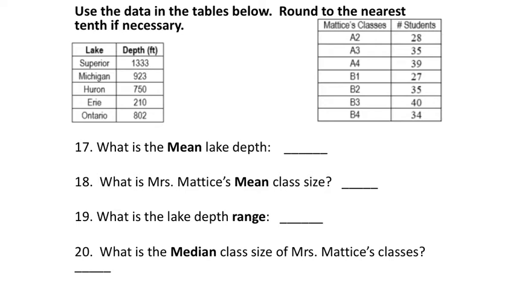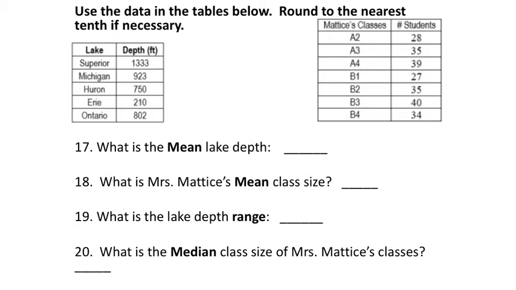Use the data in the tables below, round to the nearest tenth if necessary, which we will do and have been doing. So it looks like we got lake depth, and then Matthias's class is just number of students. Okay. Well, what is the mean lake depth? So we're just looking specifically at this table. We'll get to this one, I suppose, with some of the other questions. But the mean lake depth.